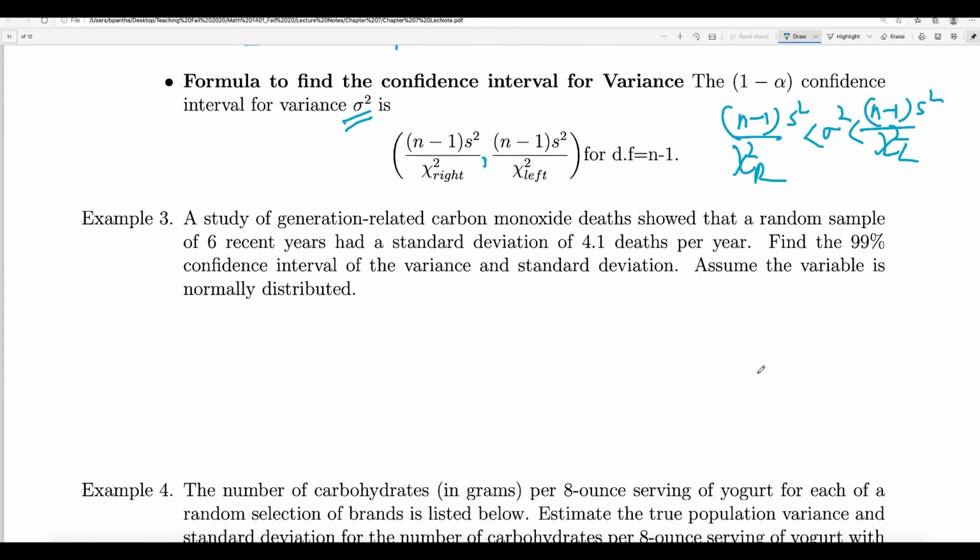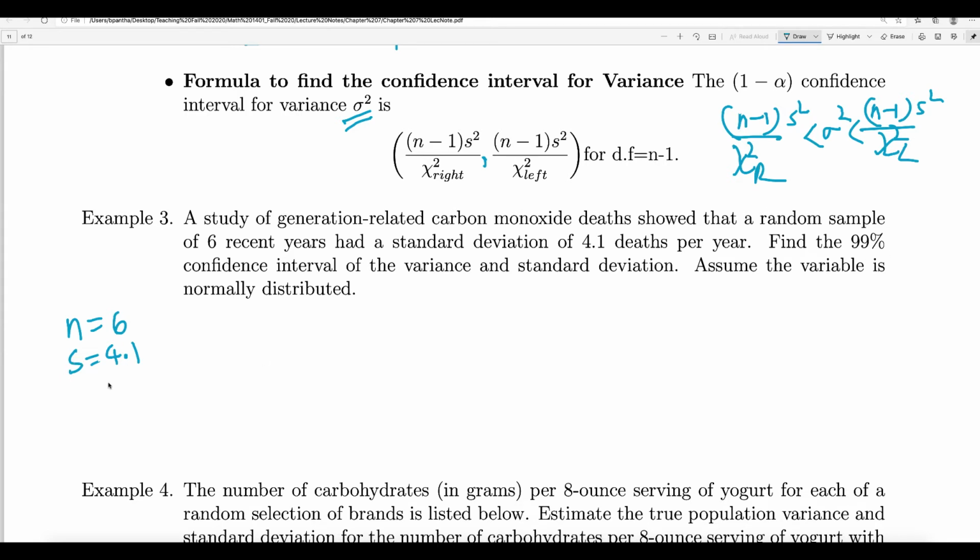Example number 3. A study of generation related carbon monoxide deaths showed that a random sample of 6, that means n equals 6, has standard deviation 4.1. So s equals 4.1. For a sample, standard deviation is denoted by s. For a population, standard deviation is denoted by sigma, okay.